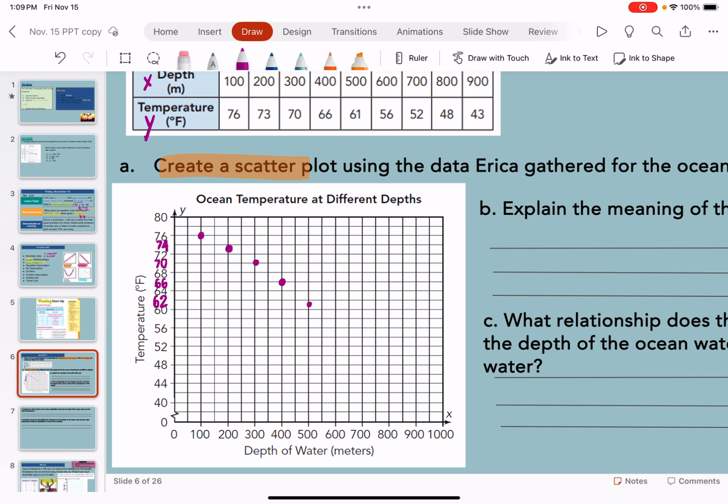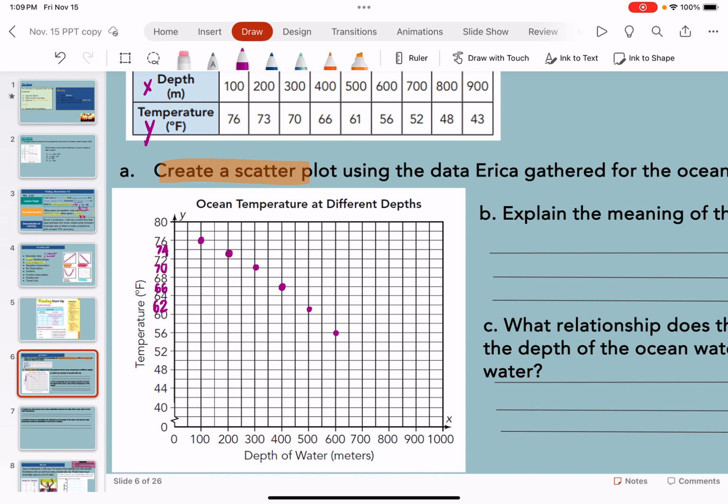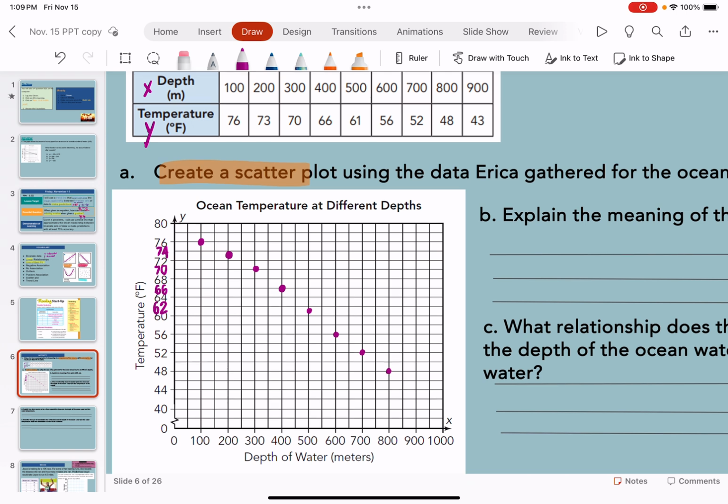Then we have 656. And then we have 752. Then we have 848. And then we have 943. Okay, so 43 is obviously not labeled on here, but we know that in between 40 and 44 is 42. So 43 is going to be in between 42 and 44. Okay, so that is my scatter plot.